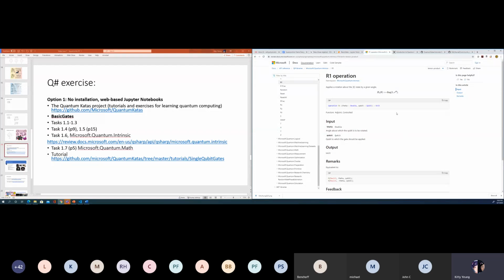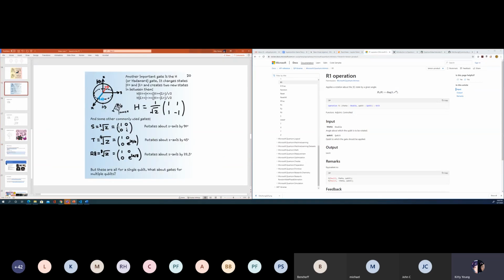So I'm showing you what you are supposed to see when the website is not down. There is a gate called R1. It gives you exactly what we wanted to do for that exercise. The diagonal just means that your first element, for example this one here, is the diagonal. So your first element is 1, your second element is e to the i theta, and the other two elements are 0. That's what it's telling us.